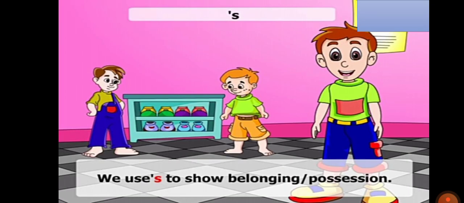First of all, let's see why we use apostrophe S. We always use S with apostrophe. So let's see where we use it and why we use it. We use apostrophe S to show belonging or possession, to show the belonging of something, to show the relationship of something with someone.